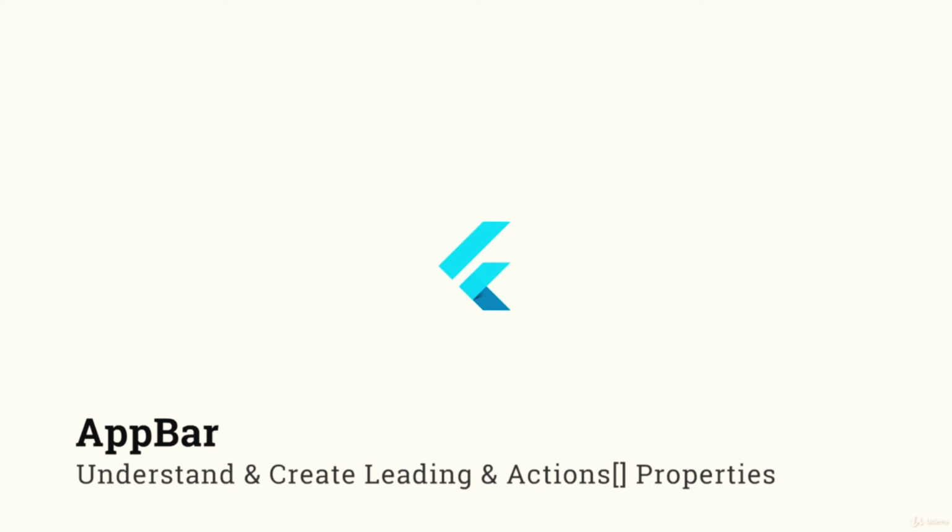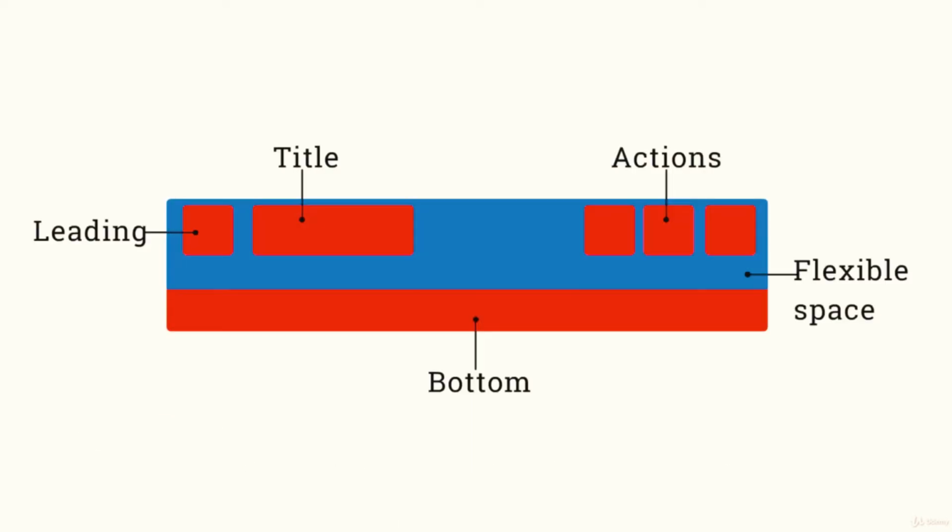In this video, we are going to understand and create a leading and action property of an app bar, which are the two important properties. So to create a widget at the left side of a title, we use leading property, and to create a widget at the right side of a title, we use action. Now in action, we can provide multiple children using children property, and it is aligned towards the right side of an app bar. So now let's execute these two properties in our Android Studio.